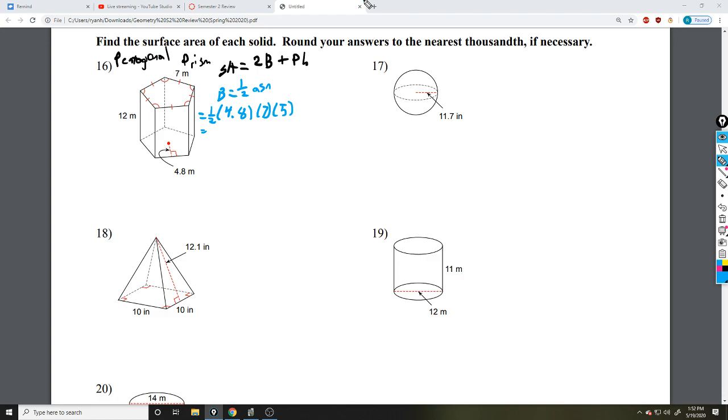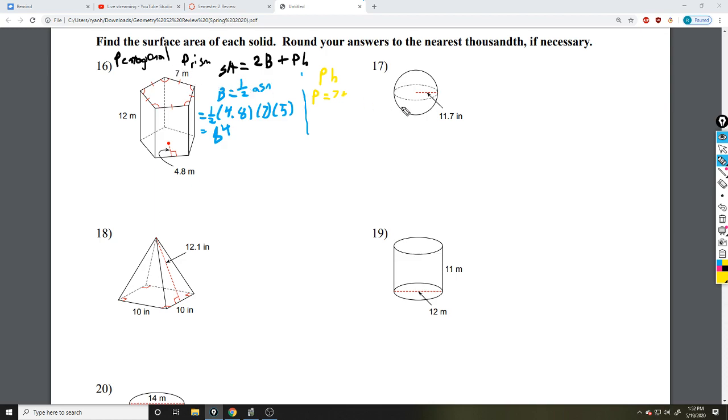Put that all in. Oh, it's 84. 84. And usually we kind of divided this into base area and lateral area, so let's do that. Lateral area was perimeter of the base times the height. And perimeter was, well, we add up all the sides.